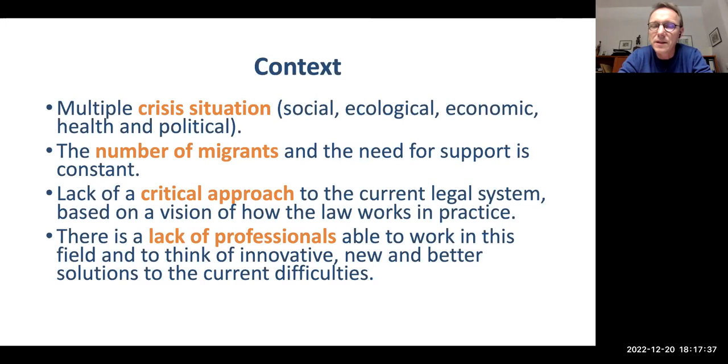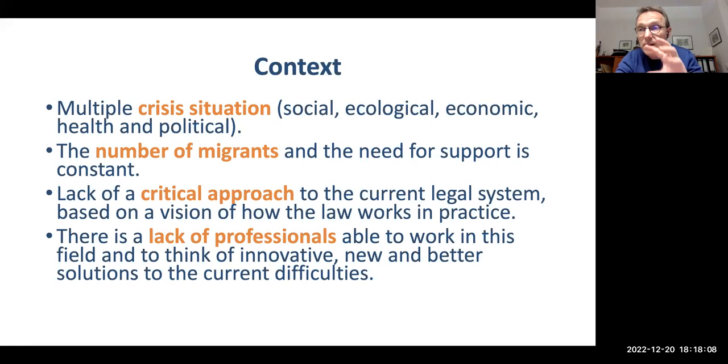Anyway, this is an interesting approach, and what is often really missing is a very critical approach, and that's why clinics have also been created. And there is, in the end, a lack of professionals working in this field, in particular in the legal sphere, while you do have psychologists, anthropologists, and social workers working in this field for a long time already. Lawyers have been missing out in this area.